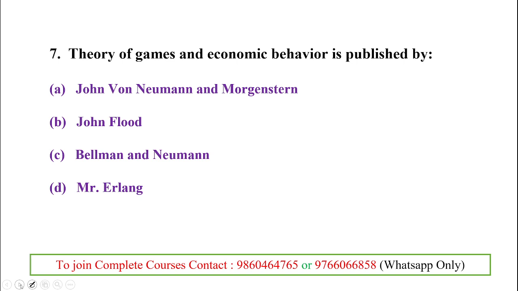Then the Theory of Games and Economic Behavior was published by John von Neumann and Morgenstern, John Flood, Bellman and Newman, or Mr. Erlinger. And this question is for you. You will answer this question in the comment box. And any queries related to this question, please ask in the comment box.